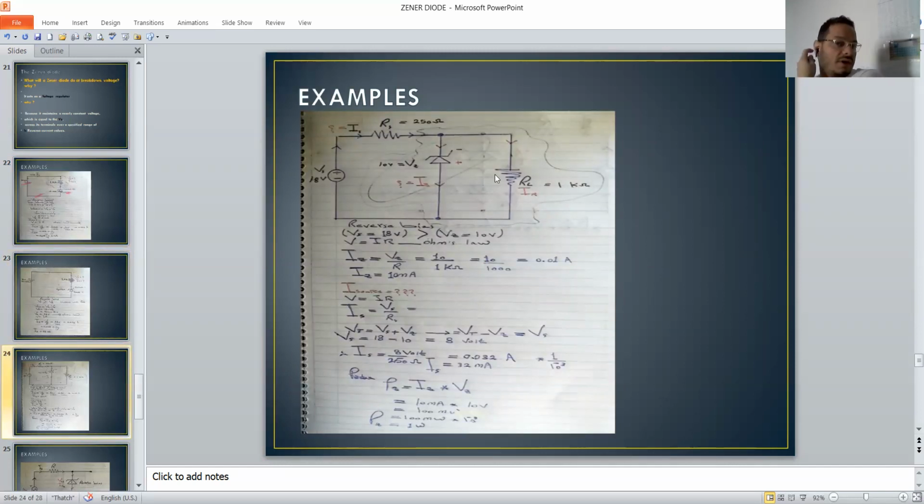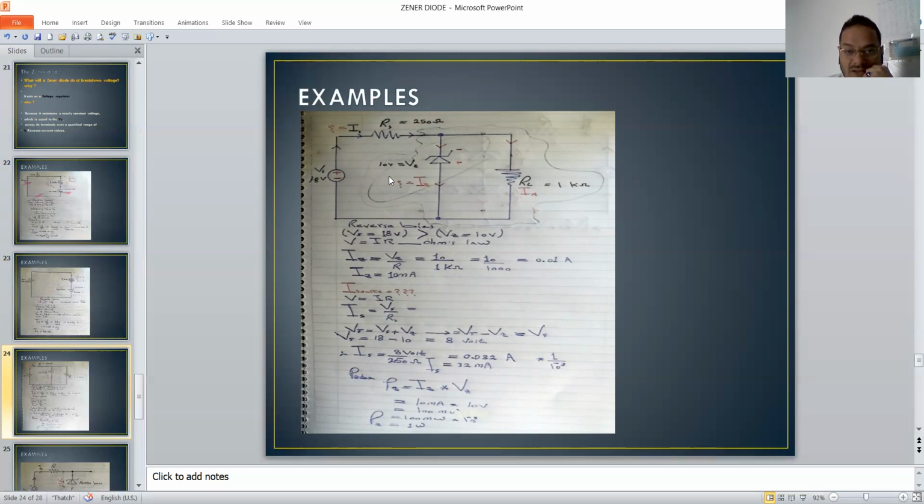Now, this example is different from the last two examples because here we're dealing with two resistances. We can say the first one is R sub S, the resistance near the source, and the next one I named R sub L. Here we're always dealing with a Zener diode at reverse bias with the same condition: V source must be bigger than VZ. Here this condition is applied.